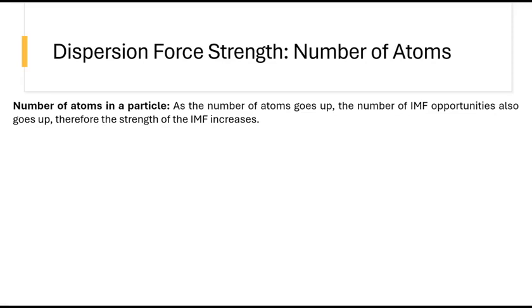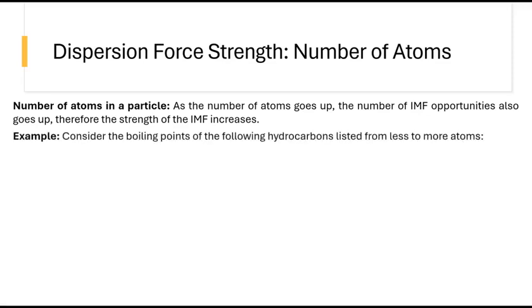Dispersion force strength and the number of atoms in a particle. As the number of atoms goes up, the number of IMF opportunities also increases, and therefore the strength of IMF also goes up. For example, consider the boiling points of the following hydrocarbons listed from less to more atoms. Methane, or CH4, boils at negative 164 degrees Celsius. C2H6, a little bit warmer, negative 88.6 degrees Celsius.